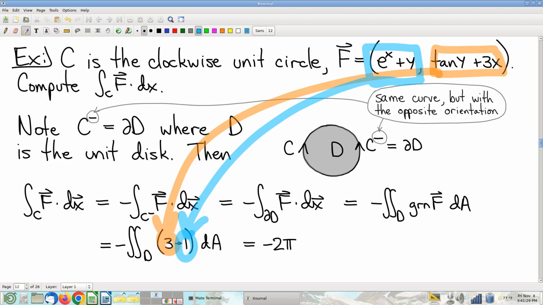So Green's operator turns out to be really convenient here. It's just 2. And then I'm doing a double integral of this constant, this convenient constant, over a garden variety geometric shape, namely a disk, unit disk. And so the calculation's easy. What do you think? Everybody happy with how that ended up?